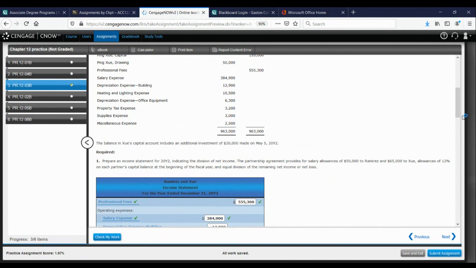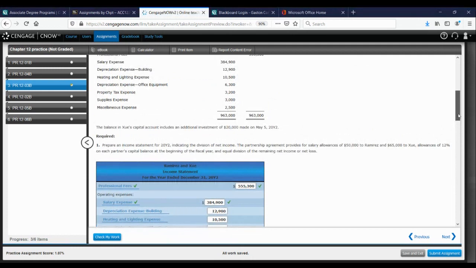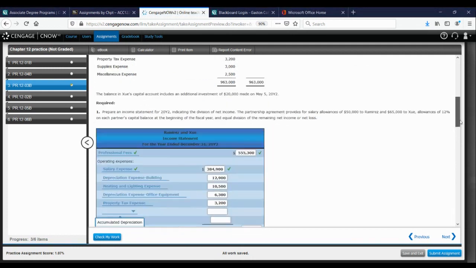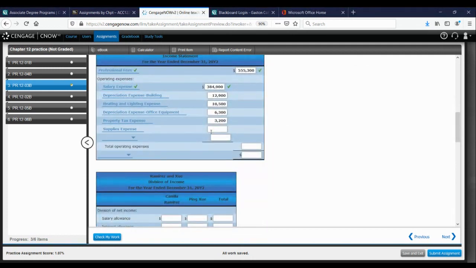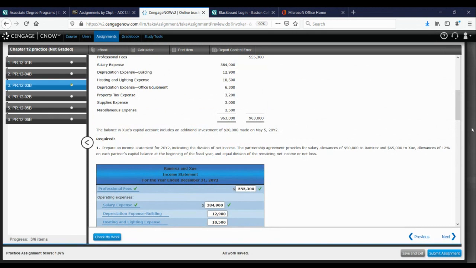Our next expense is property tax expense, for $3,200. And our next expense is supplies expense, for $3,000. One final expense is miscellaneous expense at $2,500.